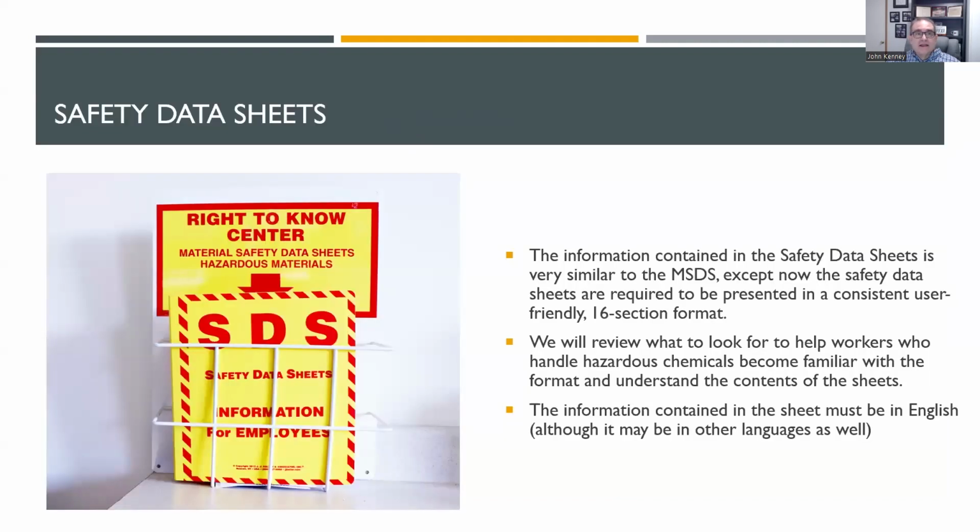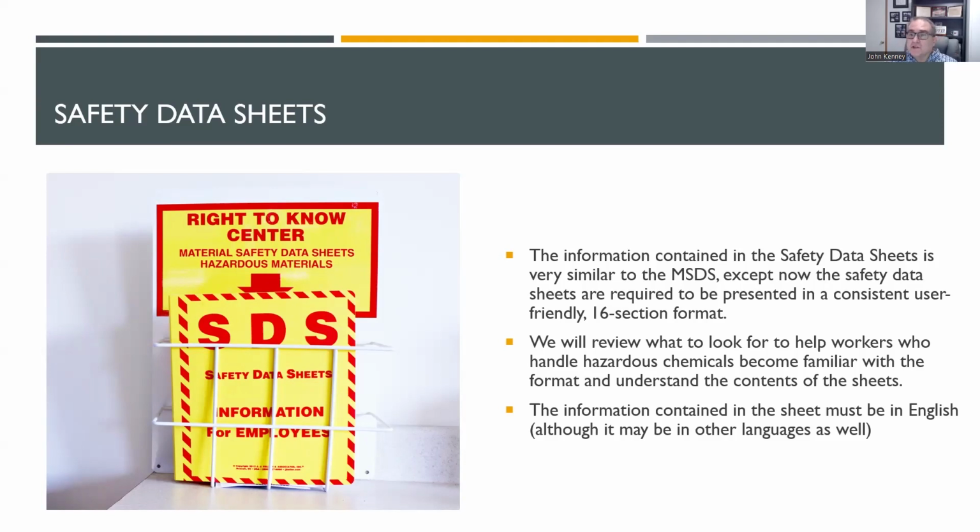So what is a safety data sheet or SDS? The information contained in a safety data sheet is very similar to the material safety data sheets, MSDS, except now the safety data sheets are required to be presented in a consistent, user-friendly 16-section format. A lot of you are familiar with MSDS sheets. Make sure you do not use any of the old MSDS sheets that you may have lying around. They're no longer in compliance.